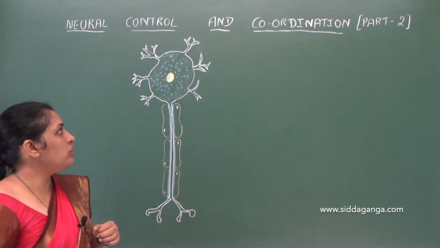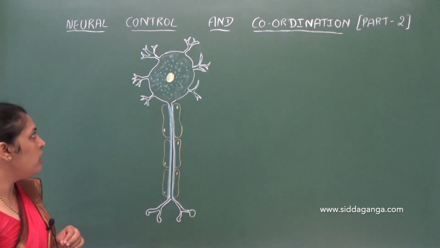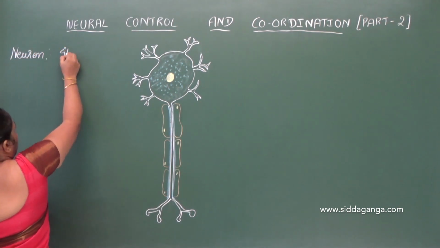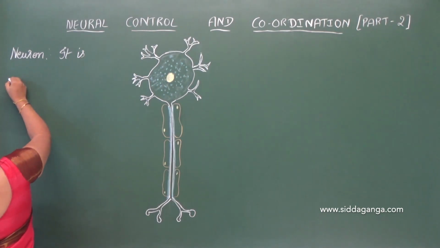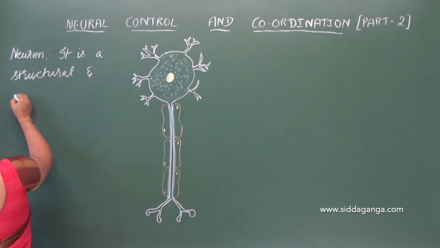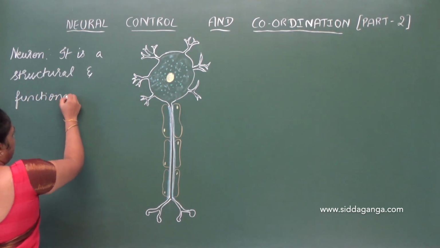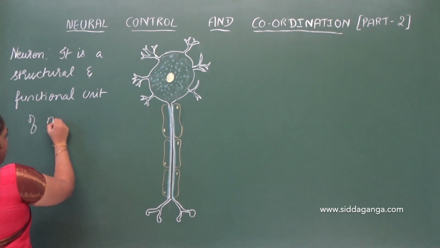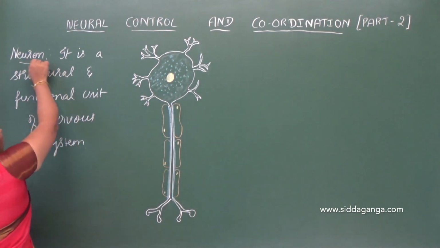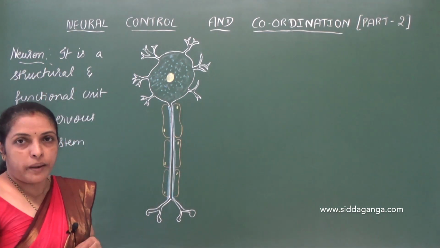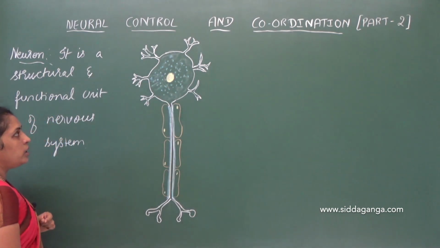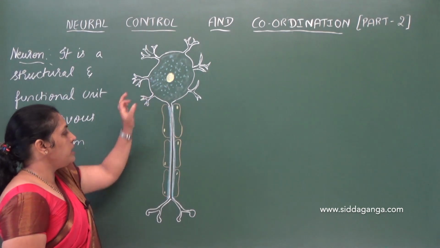We know that neuron is considered the structural and functional unit of the nervous system. This neuron is divided into three parts: cell body, dendrites and axon.